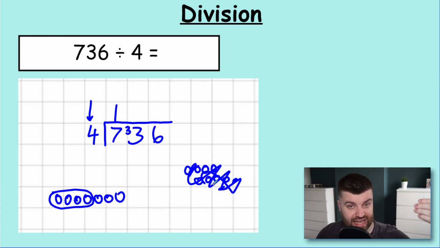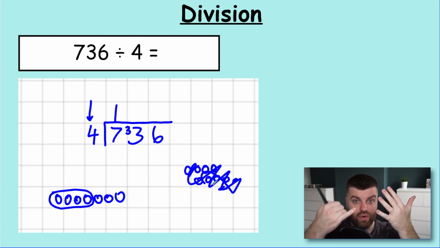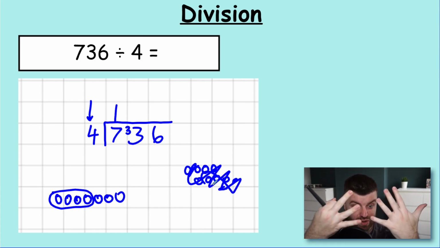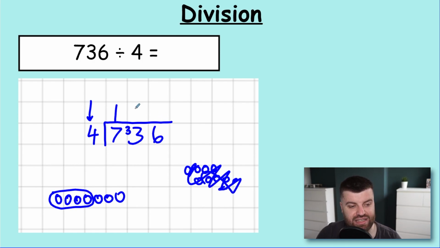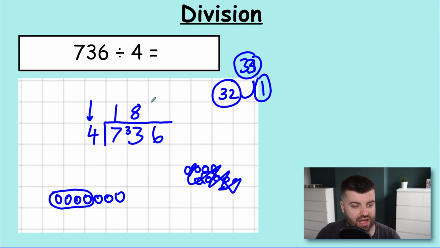How close can you get to 33 in your 4 times table without going over? So you might get used to counting 4, 8, 12, 16, 20, 24, 28, 32. 32 is 8 4s, and we can't get any further. But the question still remains. If I took 32 out, because that was 8 4s, how many did I have left if I actually started with 33? Well, obviously the answer is 1. Okay, so we've got 1 left over here, it goes over. 4s into 16 is 4, and the answer is 184.